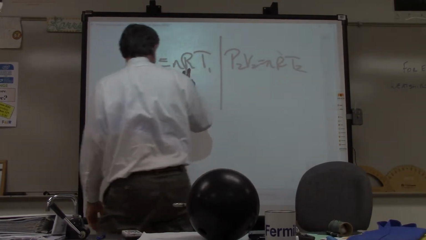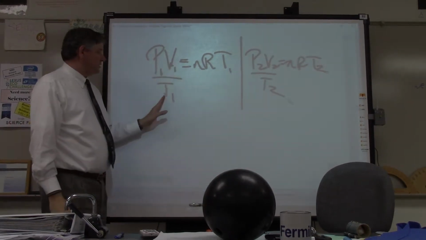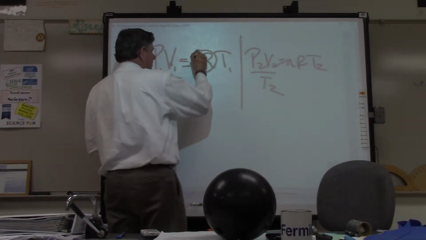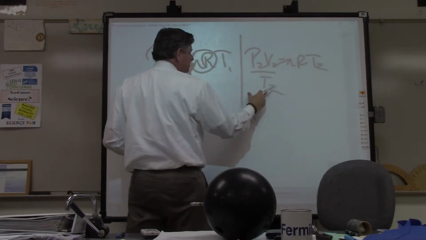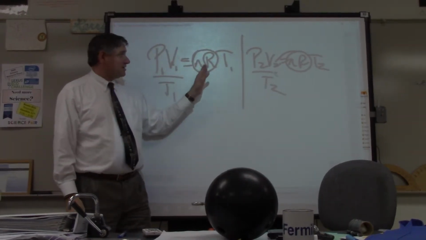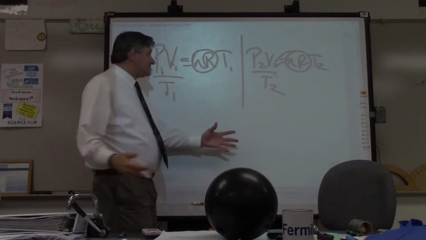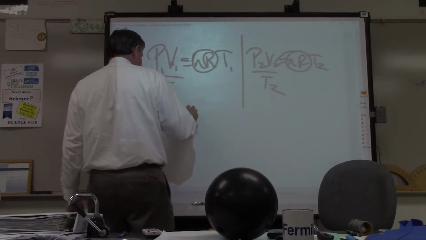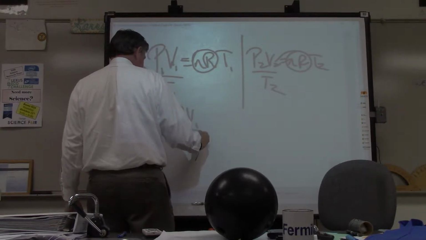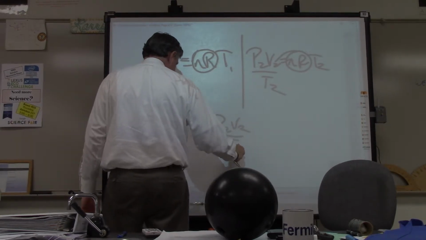So if you isolate this and divide by T1 and divide this by T2, you have P1 V1 over T1 equals nR. And then you have P2 V2 over T2 also equals nR. So if this equals nR and that equals nR, guess what? They're the same. So you get P1 V1 over T1 equals P2 V2 over T2.